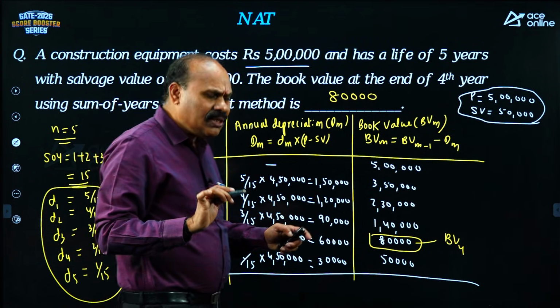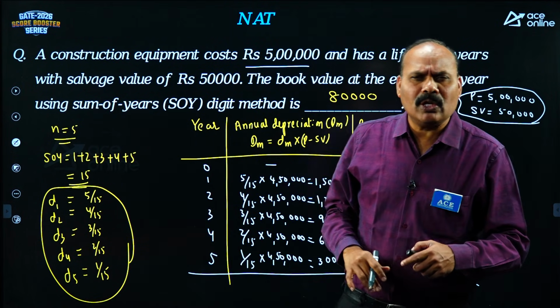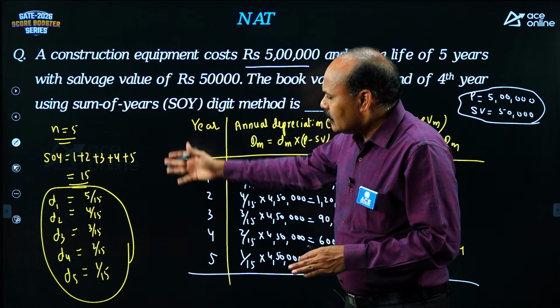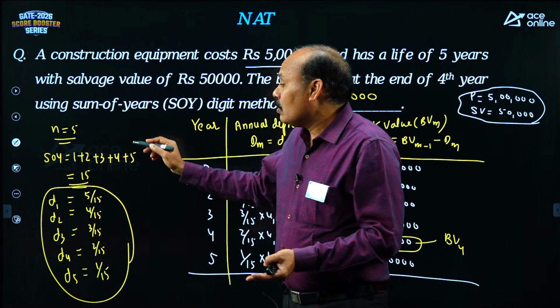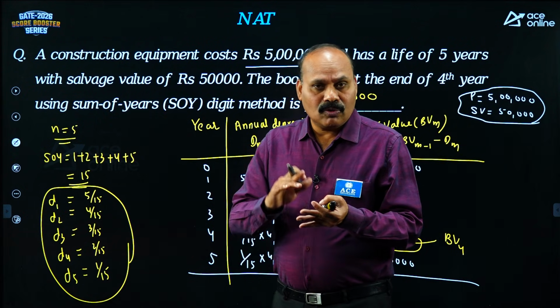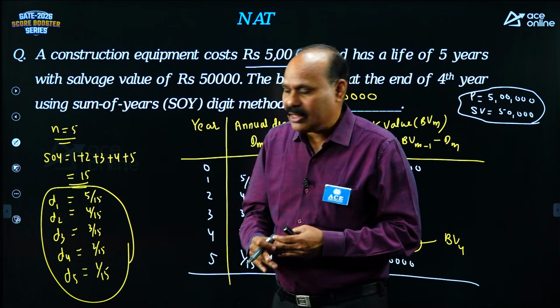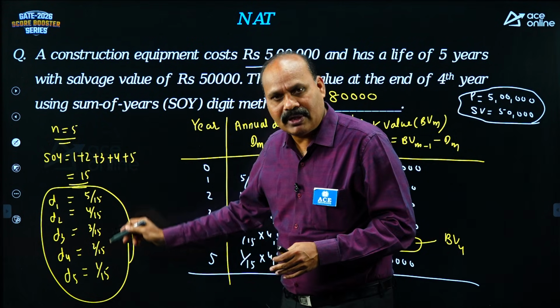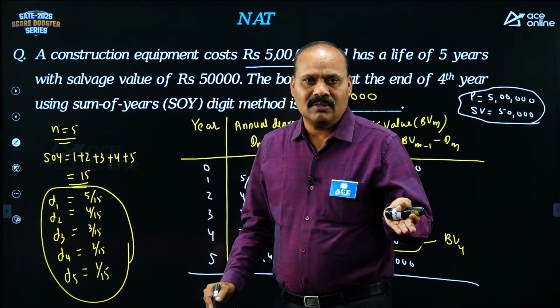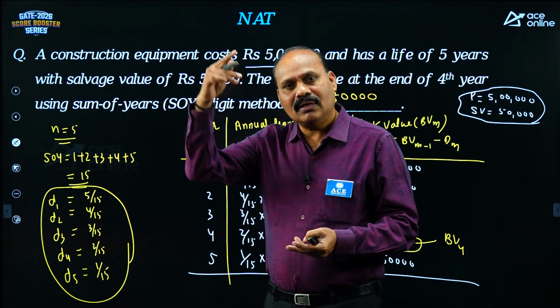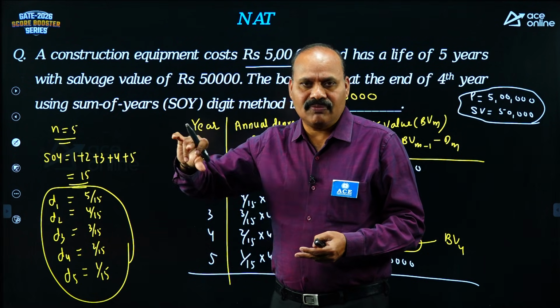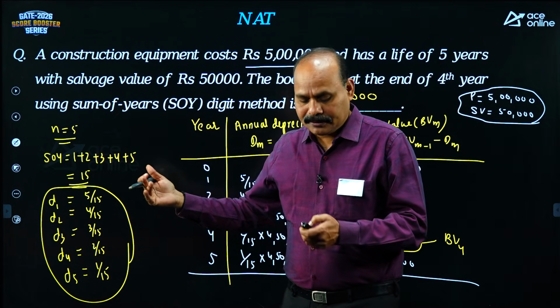Okay, but the best thing is you can have a table. Don't remember too many formulas. N is equal to 5, we can move like this. Suppose N is equal to 6, what are we going to take now? 1 plus 2 plus 3 plus 4 plus 5 plus 6, you will get 21. 6 by 21, 5 by 21, 4 by 21, like that. N is equal to 8, N into N plus 1 by 2, and 8 by that sum of years. Like that we can set.